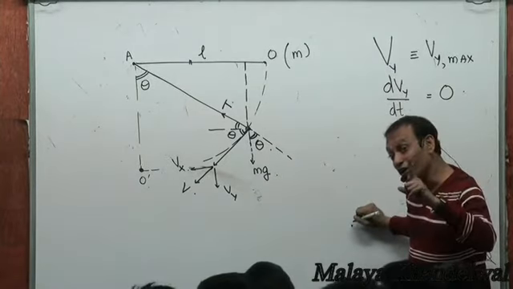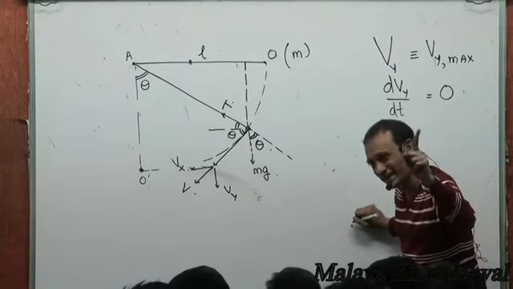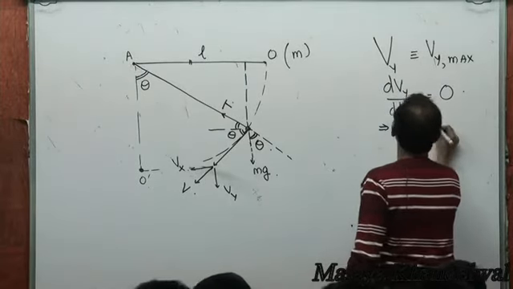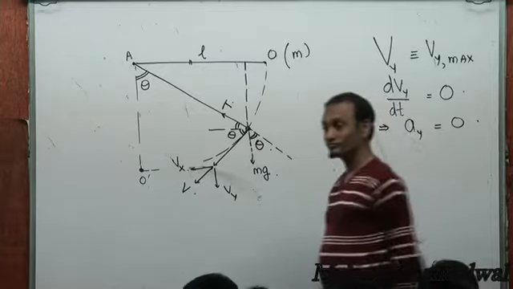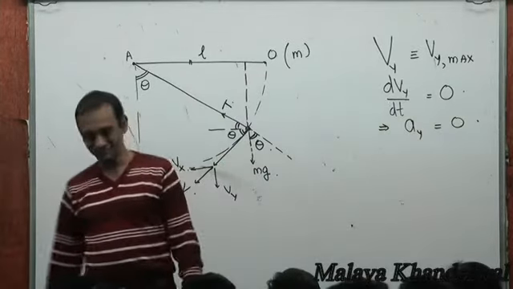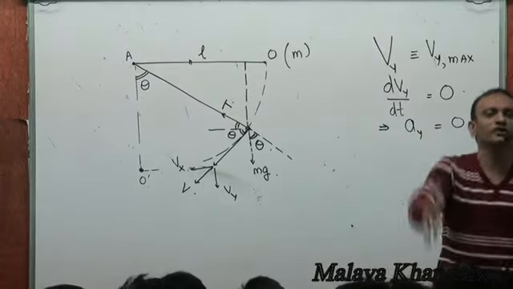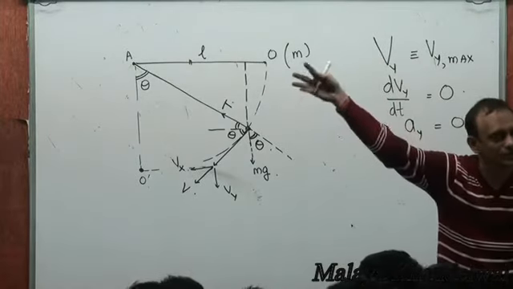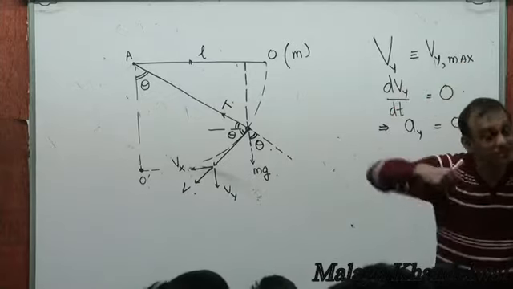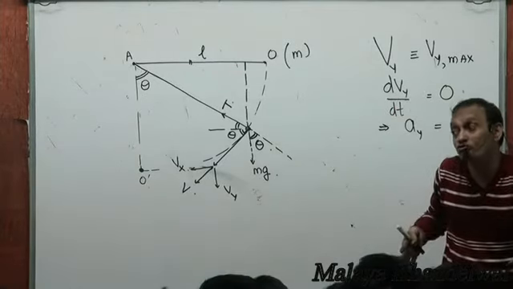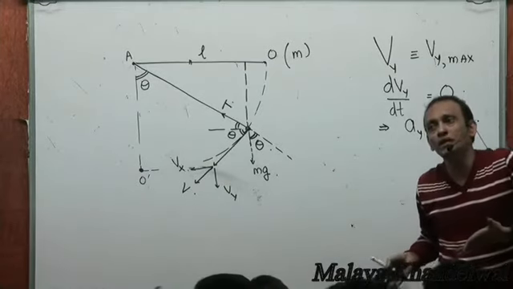But what is dVy/dt? Acceleration in the vertical direction. That means at an instant when Vy is Vmax, acceleration in the vertical direction must be 0. This is the physical requirement. For Vy to be maximum, dVy/dt must be 0, but dVy/dt is acceleration in the vertical direction. That means the net acceleration in the vertical direction must be 0 for the particle. Such must be theta.